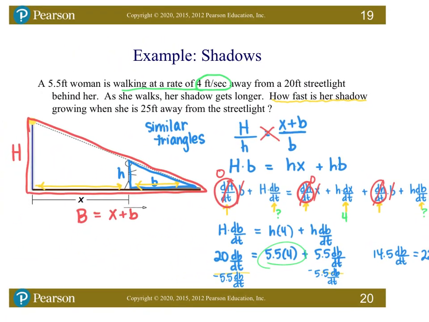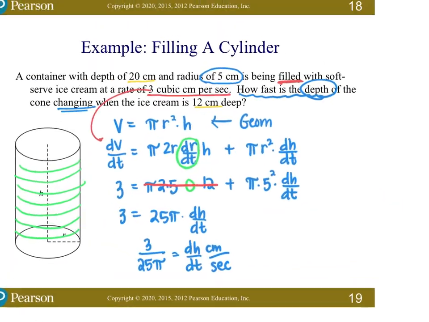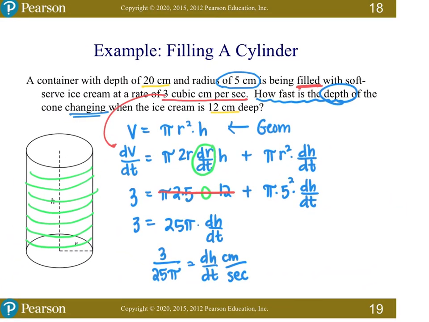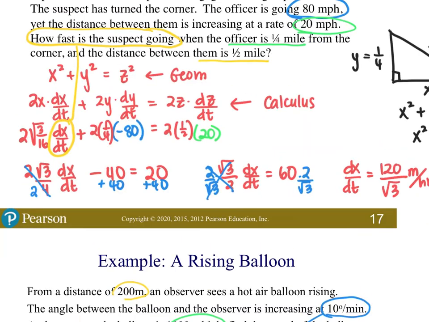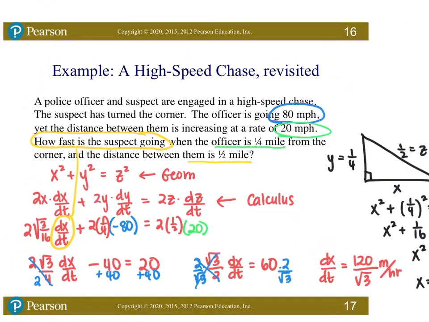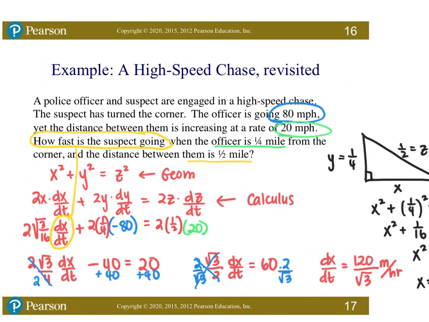So I tried to show you a little bit of everything you're going to see in your homework. You're going to see a similar triangle question. You are going to see a cylinder question. You're going to see a trig question. And you might see a Pythagorean theorem question. So I tried to give you a little bit of everything that you might see. So refer back to the notes or the video if you need some help.